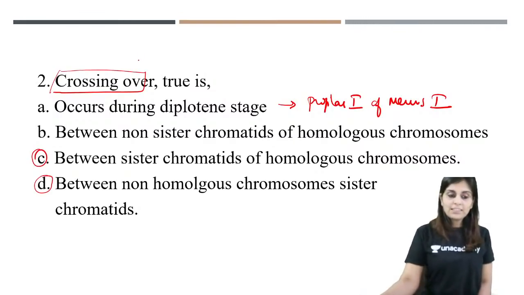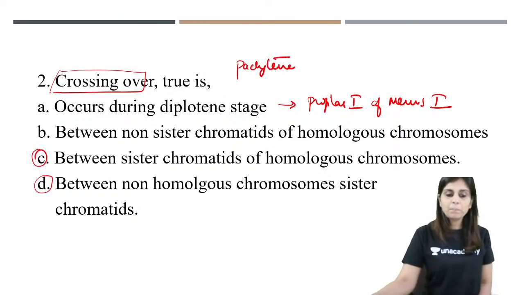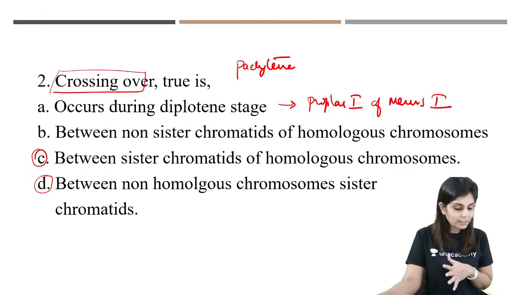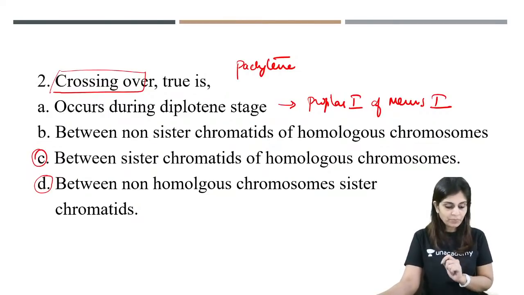So I want you to know that crossing over happens in pachytene stage. Yeah, it happens in pachytene stage of prophase 1 of meiosis 1. And it is between non-sister chromatids of homologous chromosomes. You all understand this? It's between non-sister chromatids of homologous chromosomes.